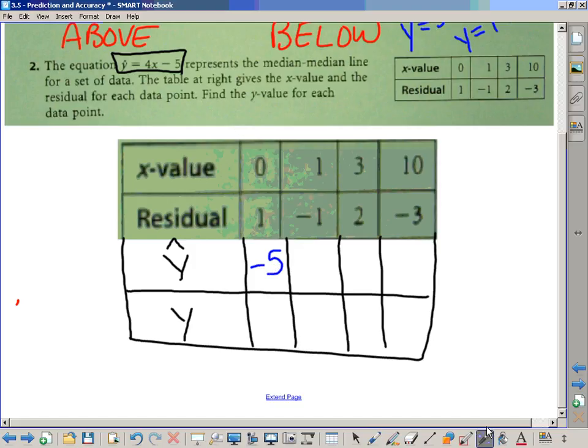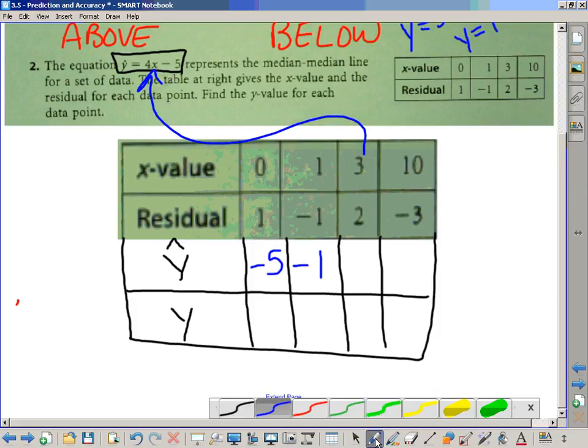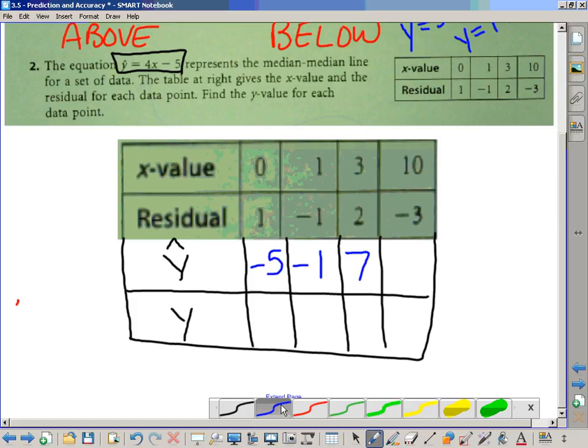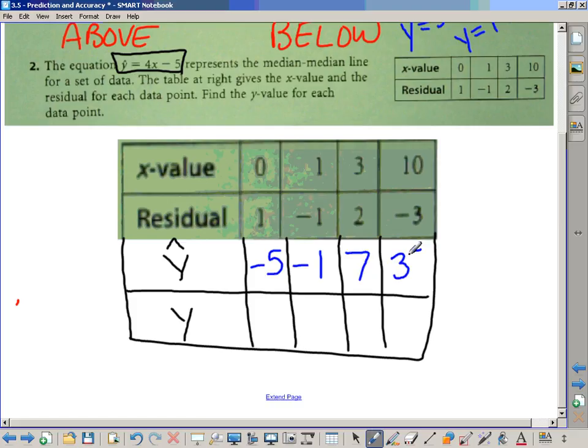Now, let's plug 1 into that equation. 4 times 1? 4. 4 minus 5? Negative 1. Plug in 3. We need to do 4 times 3, 12, minus 5, 7. And finally, 10, plug it in. 10 times 4, 40 minus 5, 35.